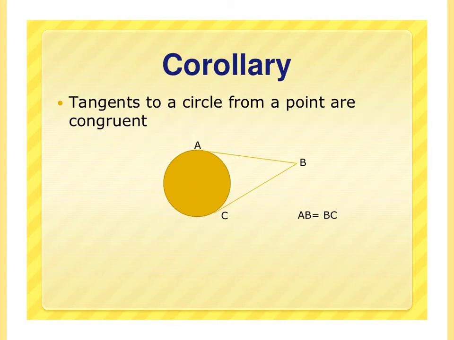Okay, the corollary, which is something easily derived from a theorem, says the tangents to a circle from a point are congruent. So I call this one the ice cream cone corollary because it looks like an ice cream cone, right? Like here's my cone, and then there's my ice cream scoop. These two are congruent. So if they come from the same point on the outside of your circle, and they're both tangent, notice that those don't cross through the circle. They have to go to the outside of the circle. If they're both tangent, then they're congruent.